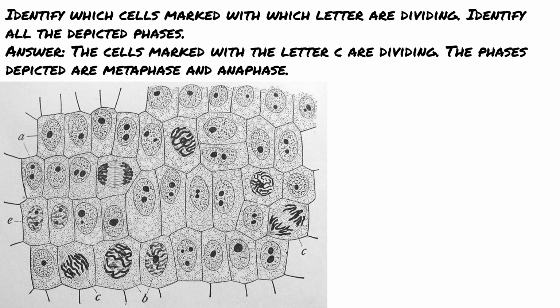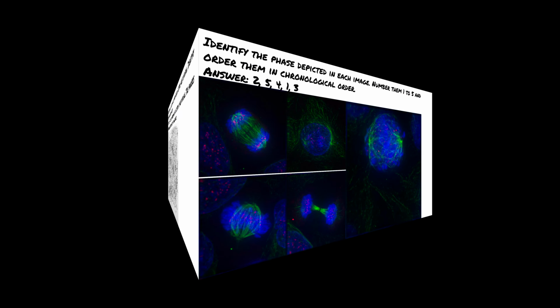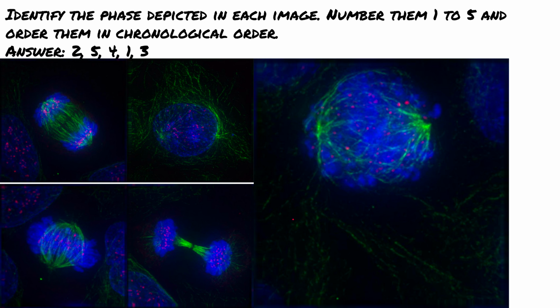The answer is that the cells marked with the letter C are dividing. So this cell is dividing, this cell that isn't marked is dividing, and this cell is dividing. And the phases depicted are metaphase. This one's metaphase. And anaphase. This is anaphase. This is a textbook from the 1900s, so it's quite old.